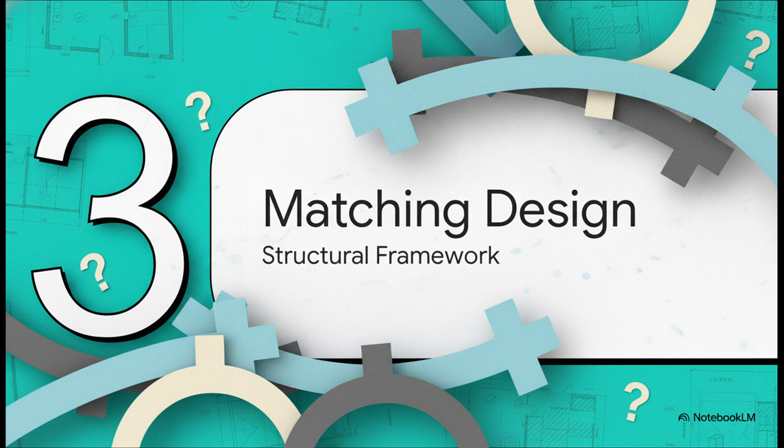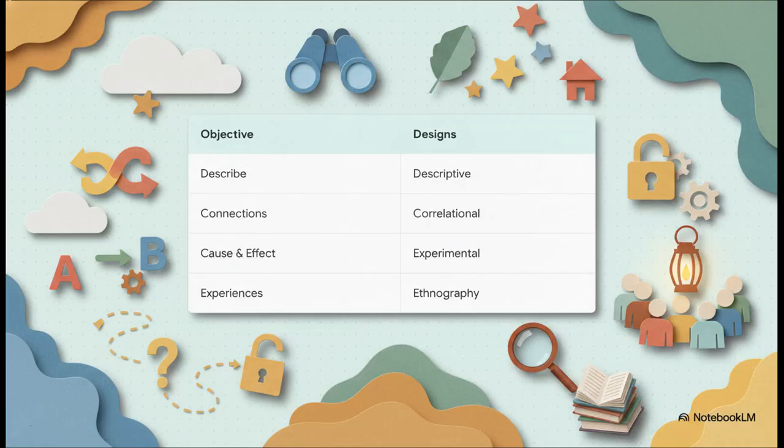That brings us to Section 3, matching design to question, erecting the structural framework. Now, this is where the magic really happens. Your specific research objective strictly dictates your entire design framework. For example, if your goal is simply to observe and record facts, to just describe a phenomenon, you'd use descriptive, cross-sectional, or case study designs.